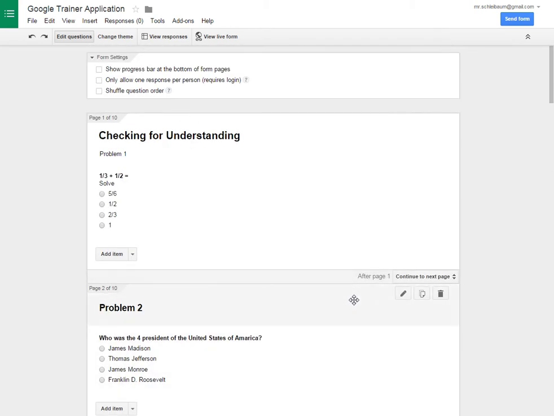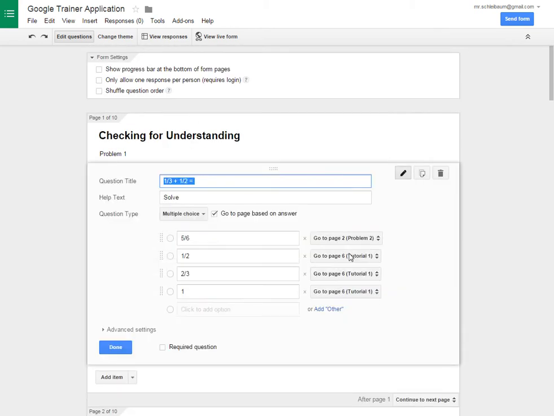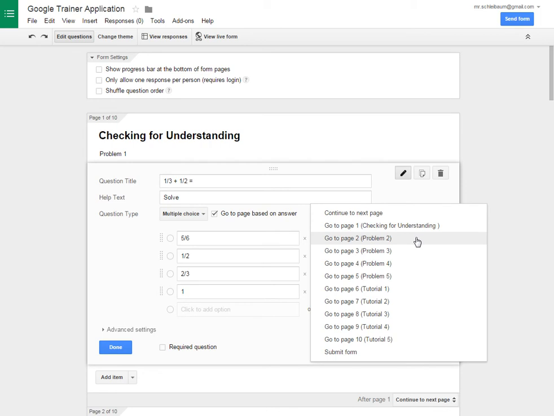One more thing to note before we move on is when you are naming your pages, you want to name them in a way that you can find them in this beautiful drop-down menu. It allows for better construction of your forms and quicker.